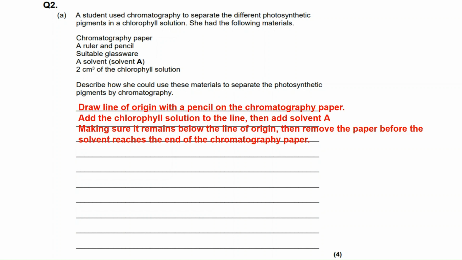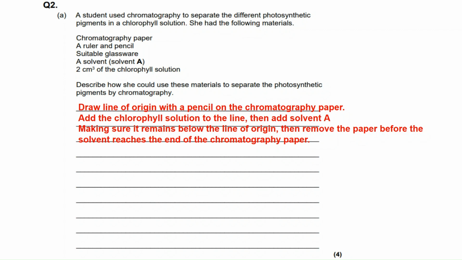So you have to draw the line. It's called the line of origin. That's one of the terms that is helpful for you to remember. So the line that you draw on the paper is called the line of origin. So I've drawn the line of origin with a pencil on the chromatography paper. And then you add the chlorophyll solution to the line, and then you add the solvent, making sure that it remains below the line of origin. And then you remove the paper before the solvent reaches the end of the chromatography paper.